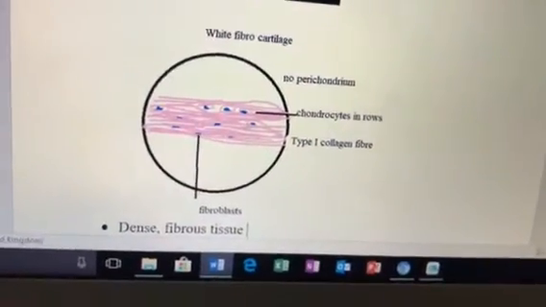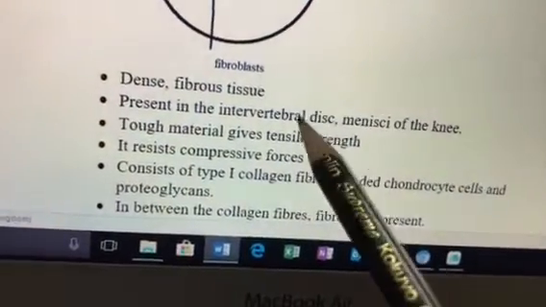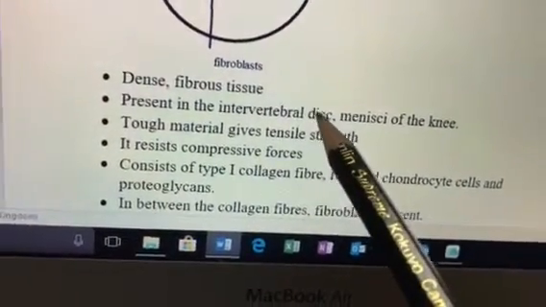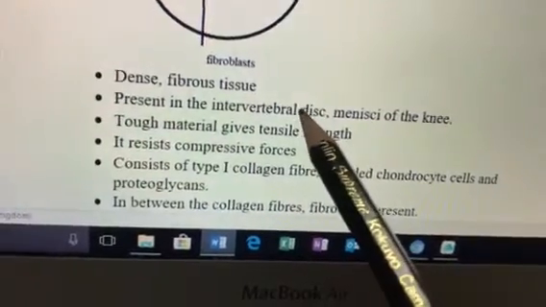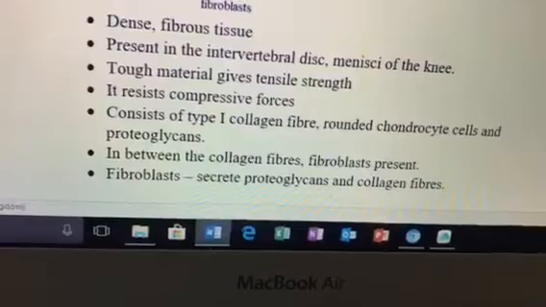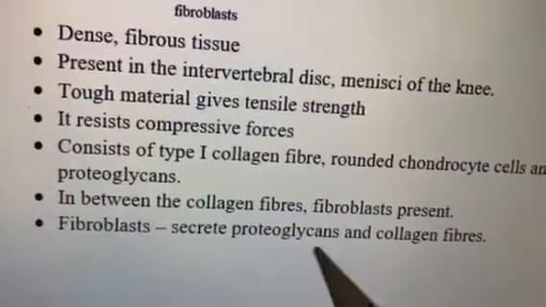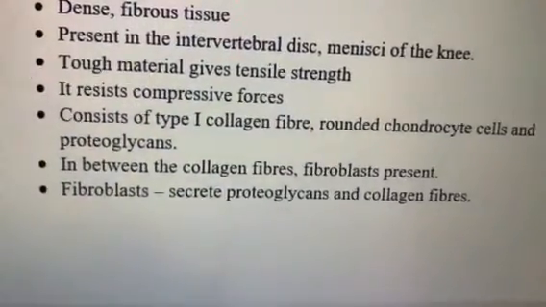So fibroblasts also you have to write. So dense fibrous tissue is present in the intervertebral disc because we want a shock absorber. So it has a thick fiber, that's a type 1 fiber. White fibrocartilage, tensile, and all these are given. And fibroblast, what is the role of fibroblast? It only secretes the proteoglycans and collagen fibers.